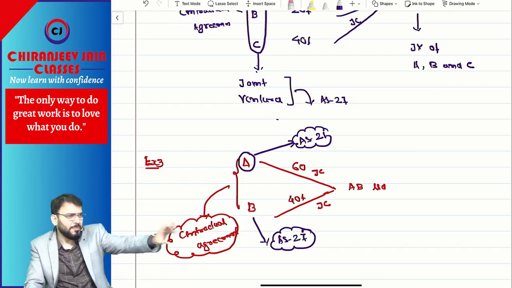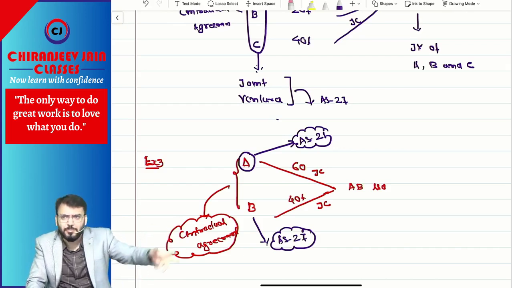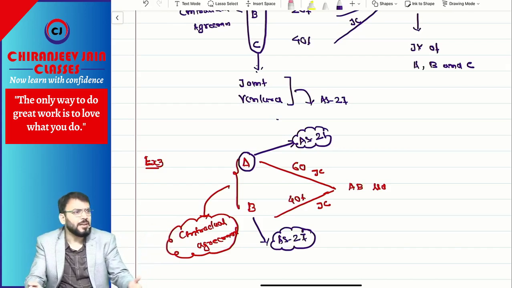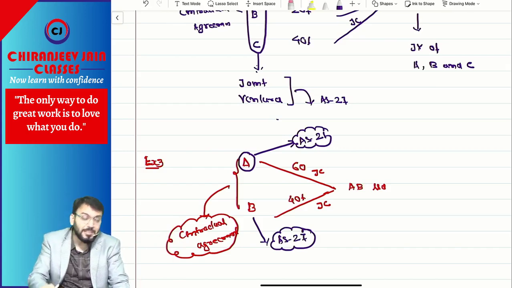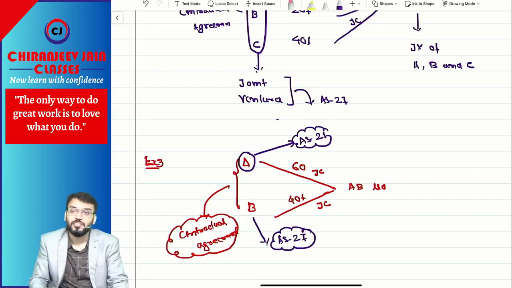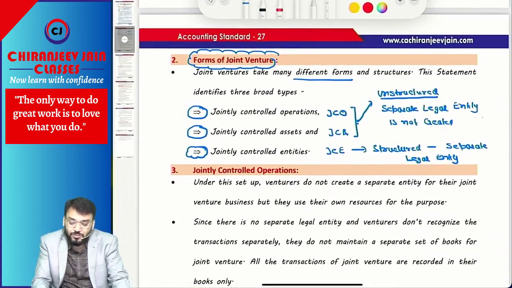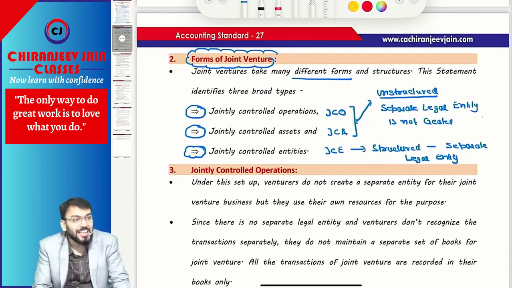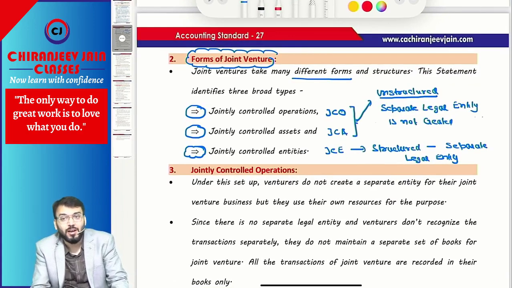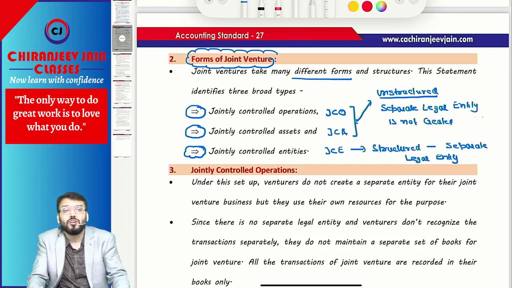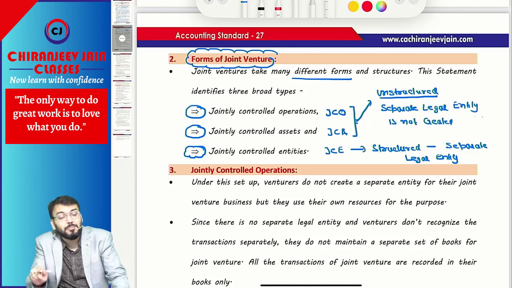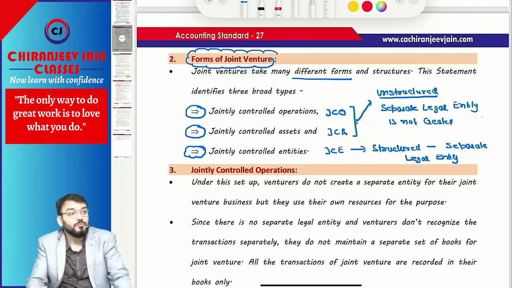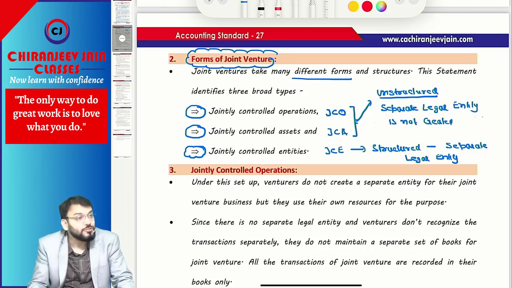But tell me, for purchasing that asset, will you create any separate entity? No, a separate entity is not required. So what will be the accounting treatment in that case that we need to understand? One thing is clear, that for JCO and JCE, a separate legal entity is not required. So if there is no separate legal entity, separate books of account are not maintained. Can I say in that case we do not maintain separate books of the joint venture?